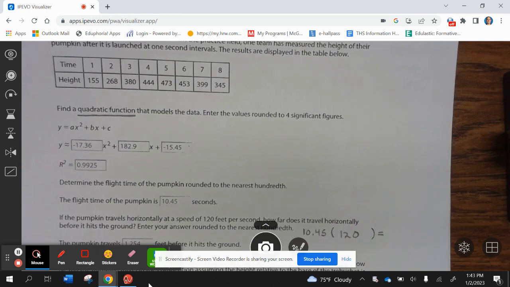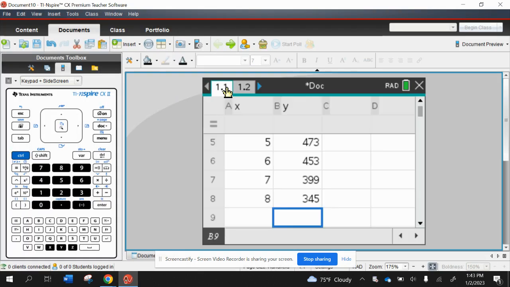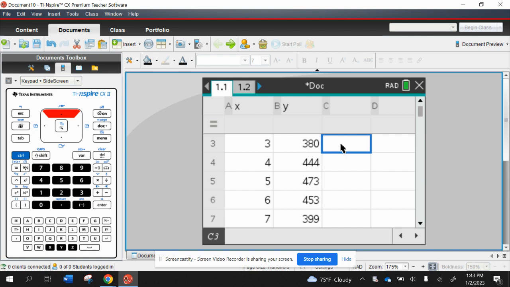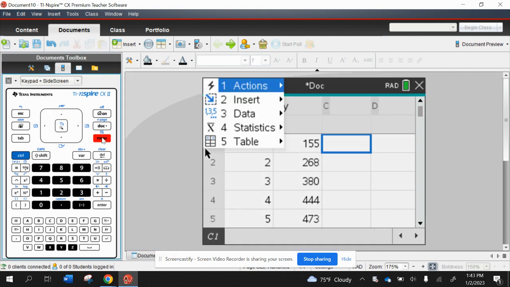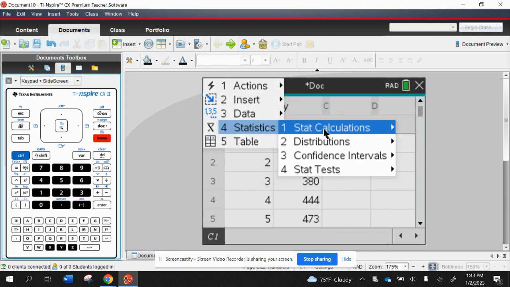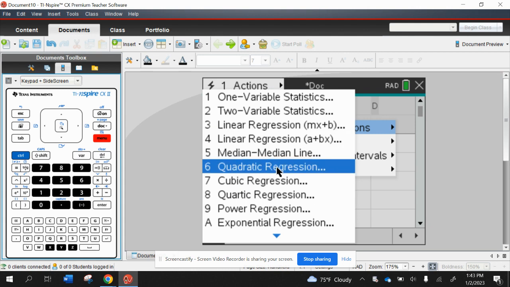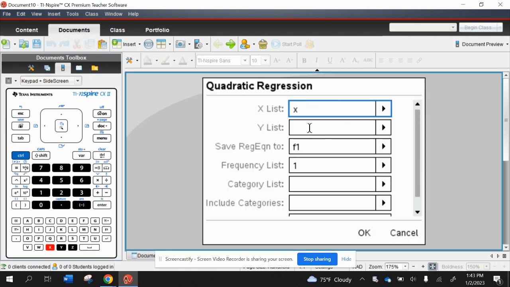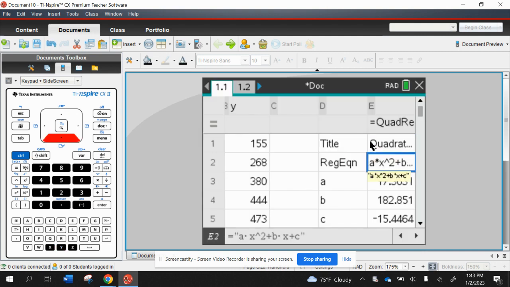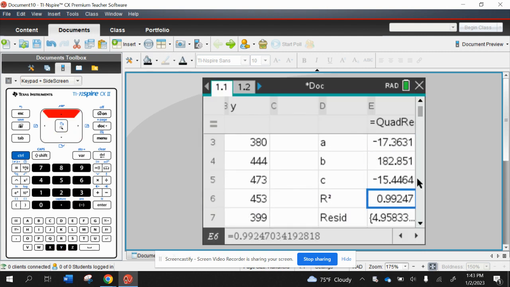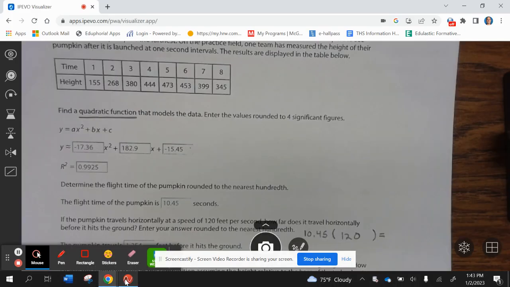Now to find the r squared value, we're going to go back to our table and let's move our cursor to C1 and we're going to go to menu, statistics, stat calculations, quadratic regression, X, Y, enter once, twice, and then we're going to go down to the r squared value. All right.